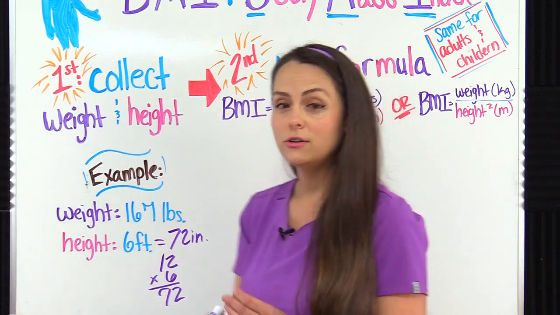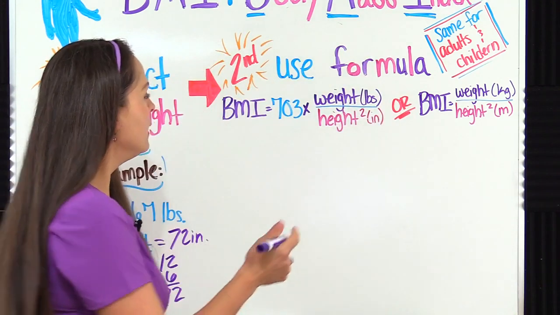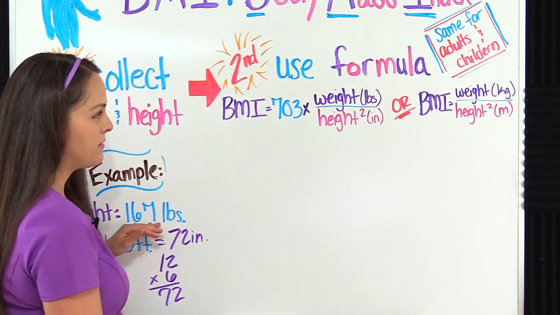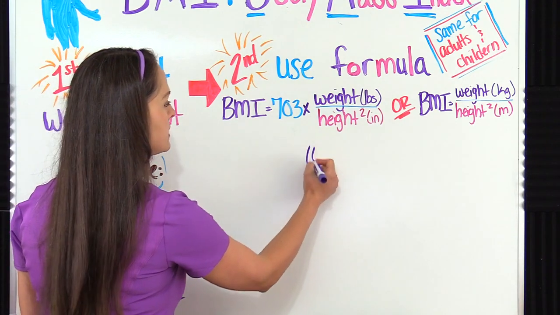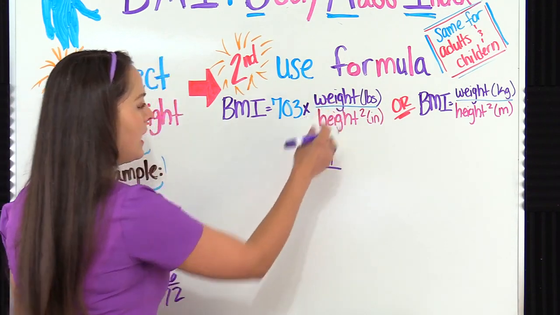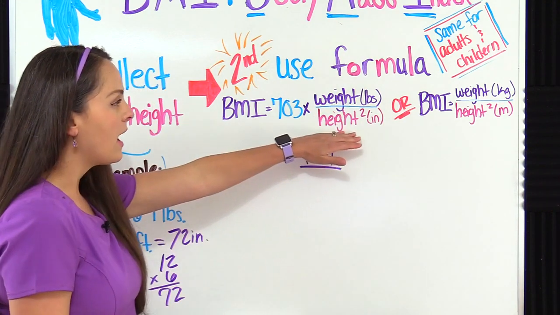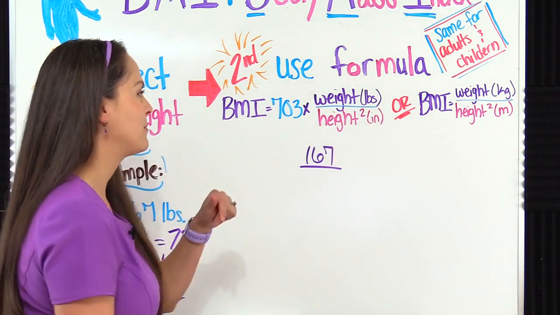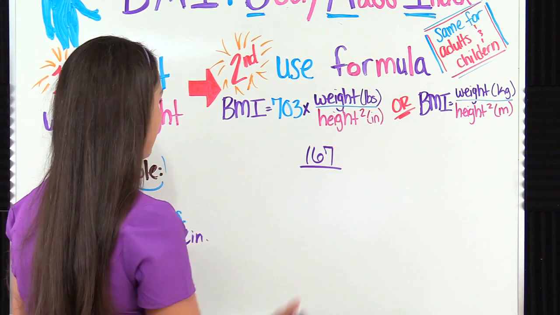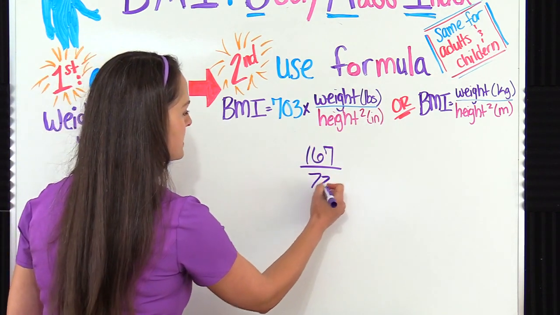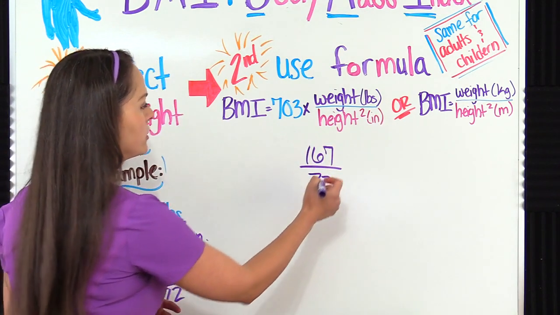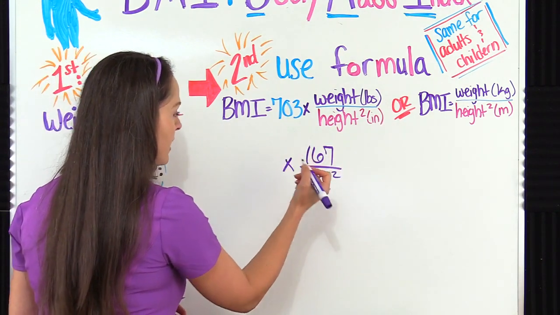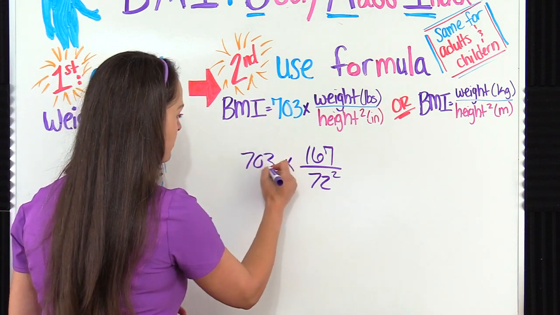Now we are ready to use our formula. So first, let's plug in our weight, which was 167 pounds. So 167. And we are going to divide that into the height in inches, but it's going to be squared. So don't forget to bring down your square part because that's a part you could easily forget. So we're going to put in 72 inches. That's what we just figured out with our conversion. And we're going to square that, so we're going to put a little 2 there to remind us. And we're going to multiply that by 703.